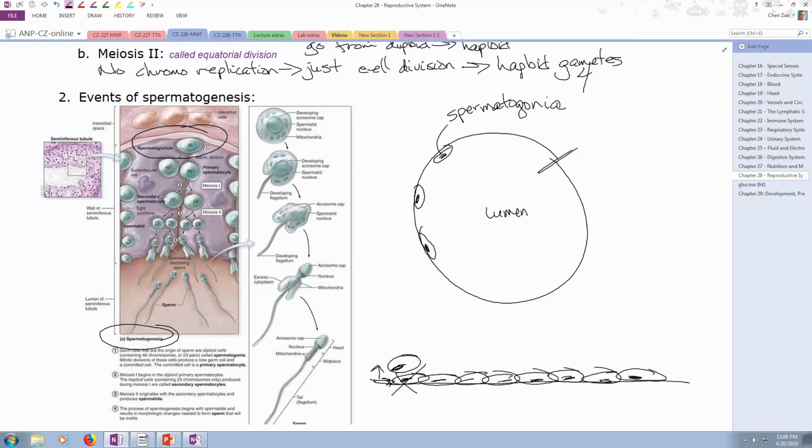So from one cell, I'm now going to make a second cell, and I'm going to make the second cell a primary spermatocyte. It's like primary oocyte, always enters meiosis I. So the primary spermatocyte has 46 chromosomes, and it's going to enter meiosis I. But unlike the female, it's going to complete it. So meiosis I is going to give us secondary spermatocytes. And so I'm going to now put two cells here, and I'm going to call these guys secondary spermatocytes.